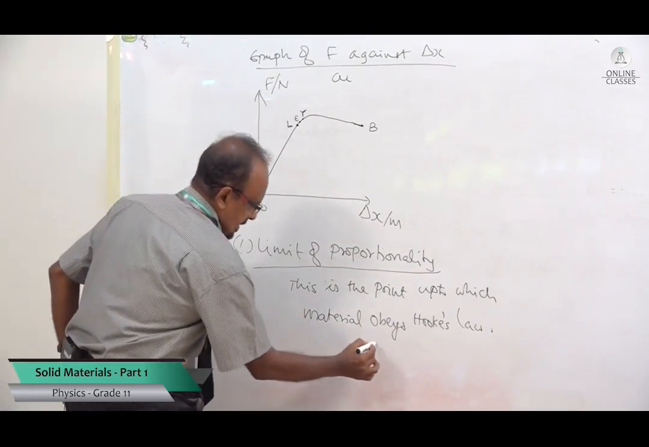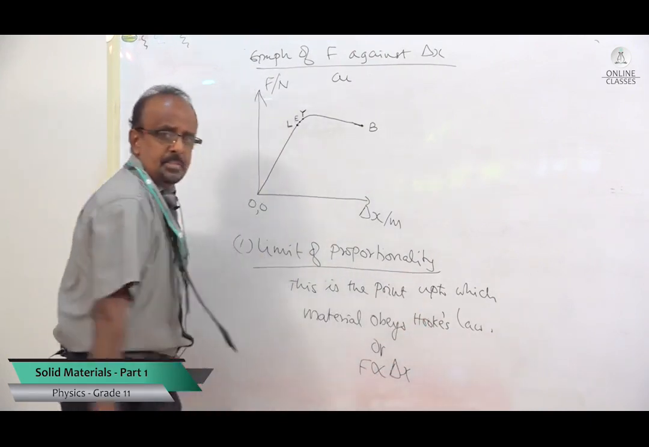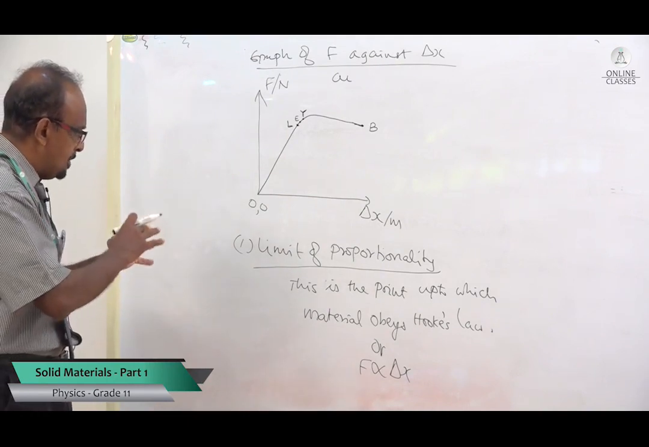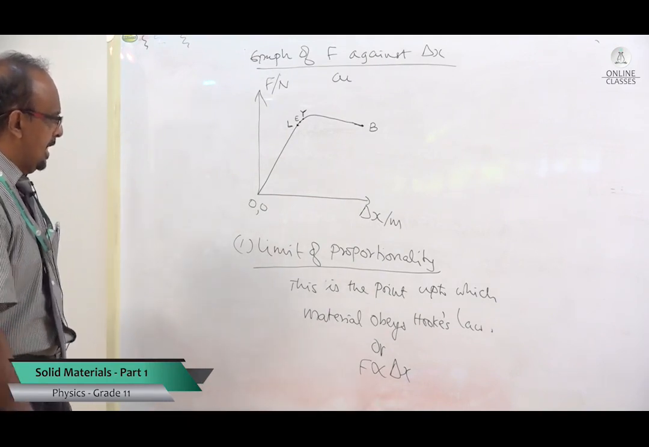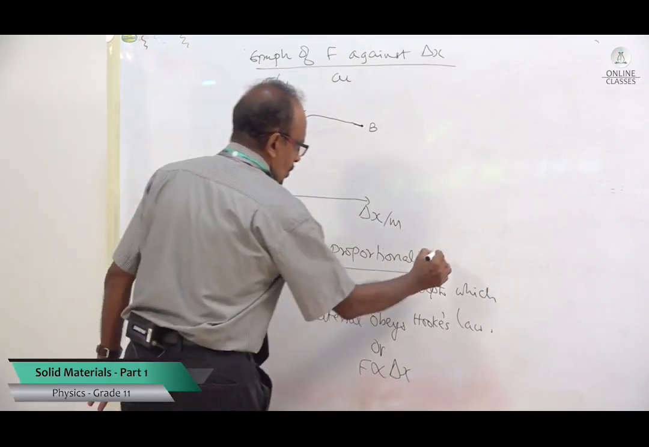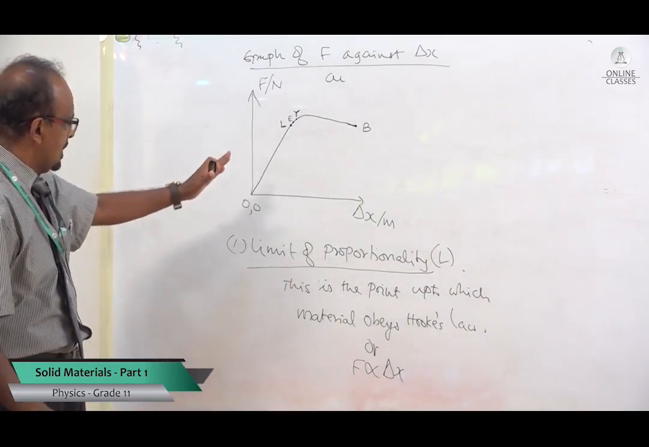Or we can say F is directly proportional to delta x. That is, up to a certain point, F is directly proportional to delta x, and that we call limit of proportionality, or L. Right, it's the straight line part, you can see that.